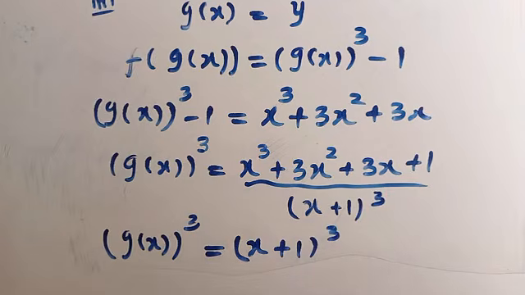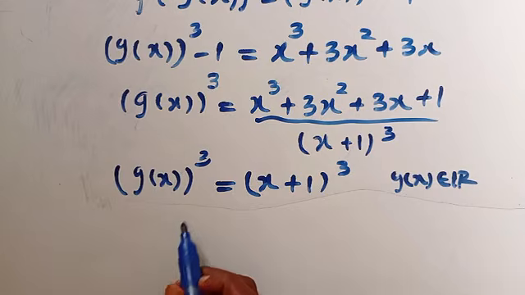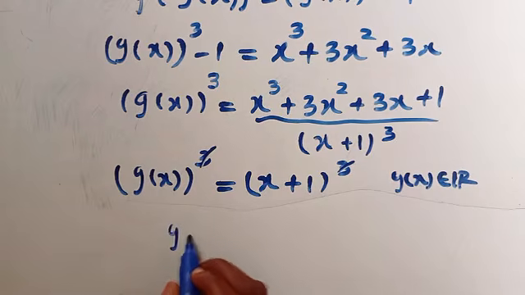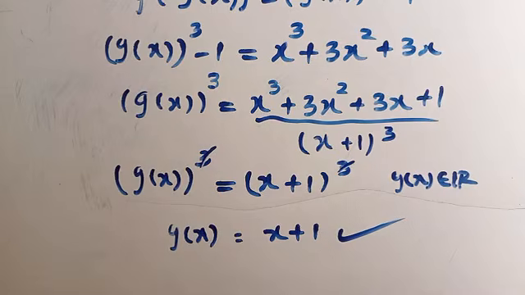And note that g of x here is a member of real numbers, because at this stage you can try to look for the complex value of this, but we focus more on the real value. So therefore, by taking the cube root of both sides, 3 cancels 3, then we have g of x equals x plus 1. So this is the final answer to this problem.